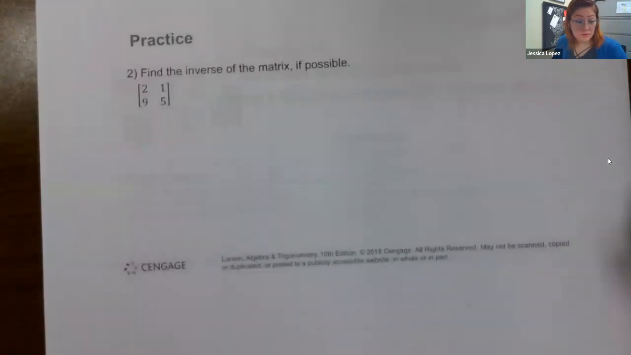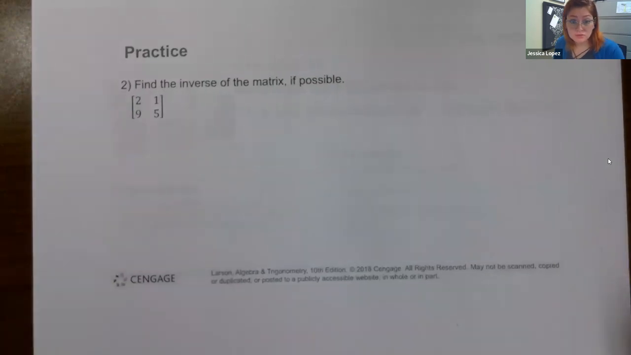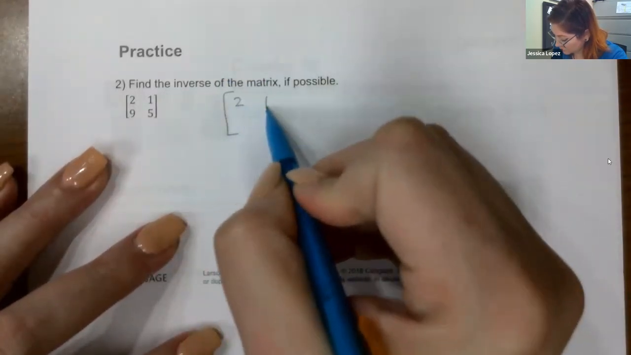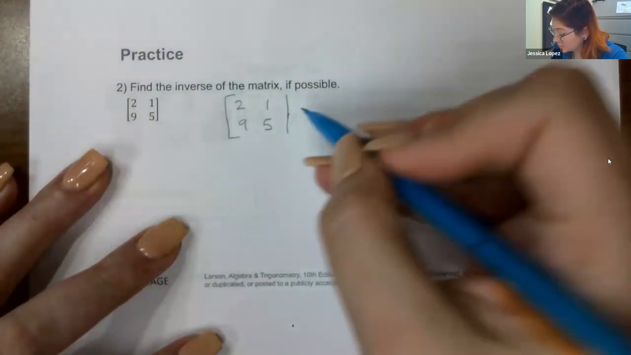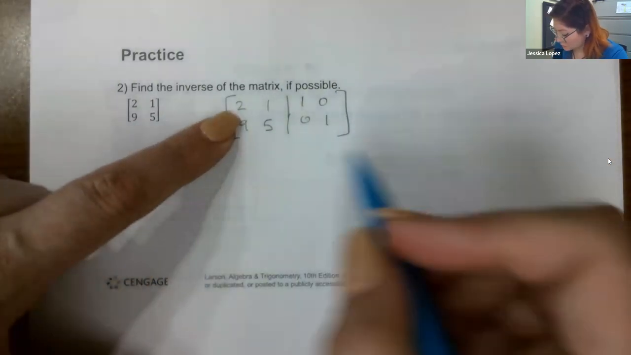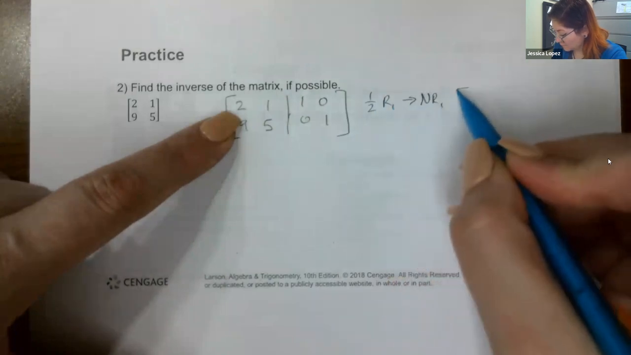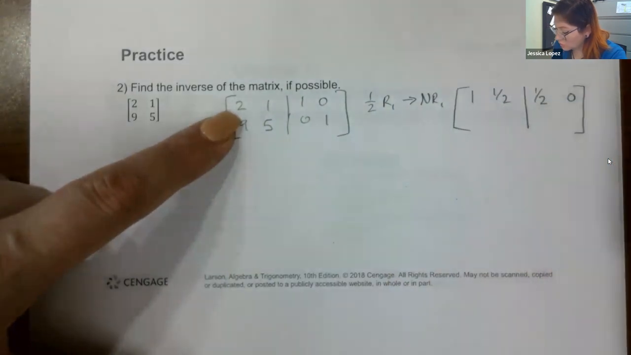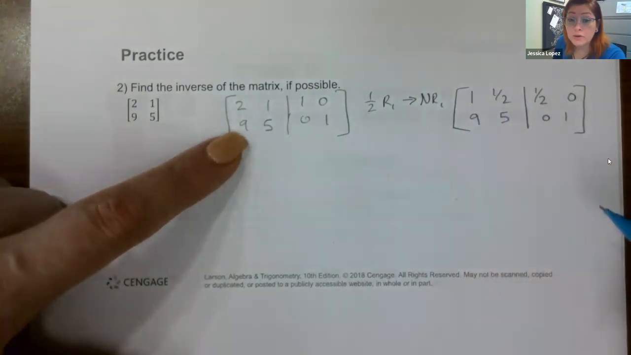Now here, it says to find the inverse of the matrix if possible. So we're going to set it up and do 2, 1, 9, 5, and then an identity matrix of the same order. So just a 2x2. So we've got to make that one a 1. So I'm going to do 1/2 times row 1 to get me my new row 1. That would be 1, 1/2, 1/2, 0. You can always double check my computations on your own, but I am going to go pretty fast just because I know this video is already running pretty long.